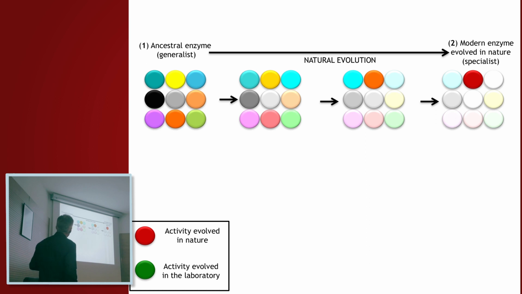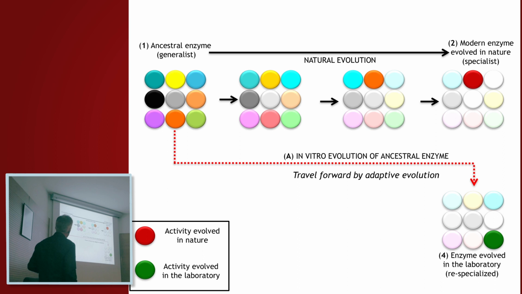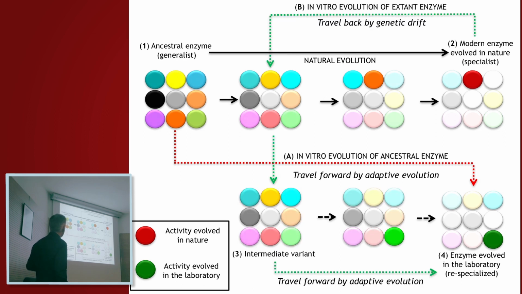So the idea here is whether we could resurrect an enzyme in the laboratory, and afterwards, by means of directed evolution, travel forward by adaptive evolution, so that we can recover one of these activities which are not in the modern counterparts. And these activities could be useful for many biotechnological applications. We could also take the other way around: from a modern enzyme, travel back by a technique of directed evolution called genetic drift, in order to accumulate ancestral mutations, and afterwards travel forward by adaptive evolution to achieve the same goal.